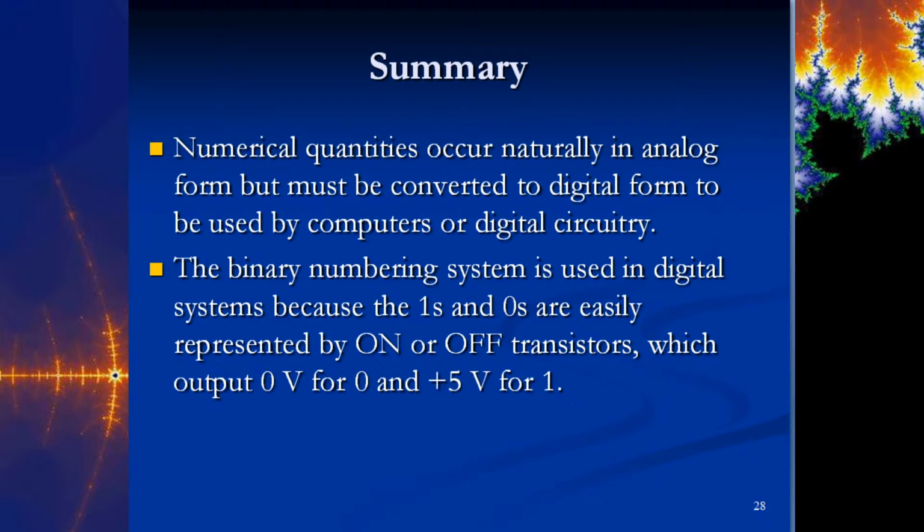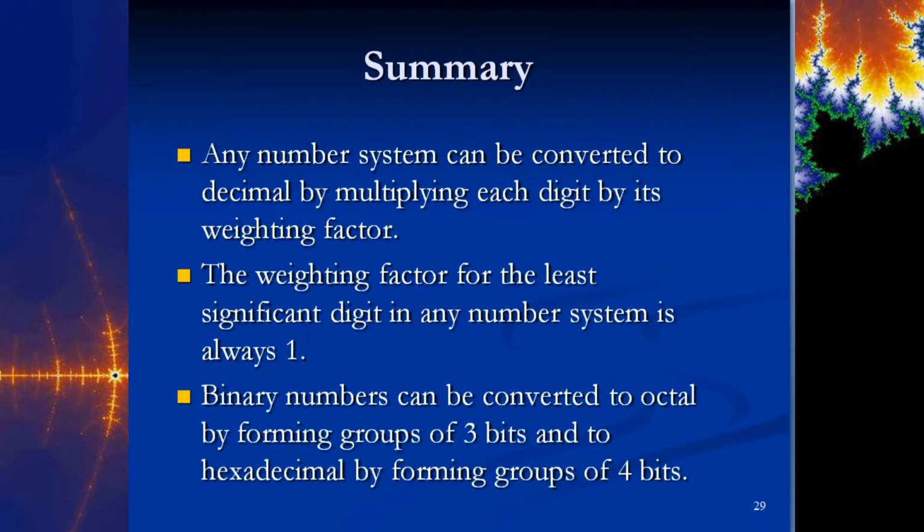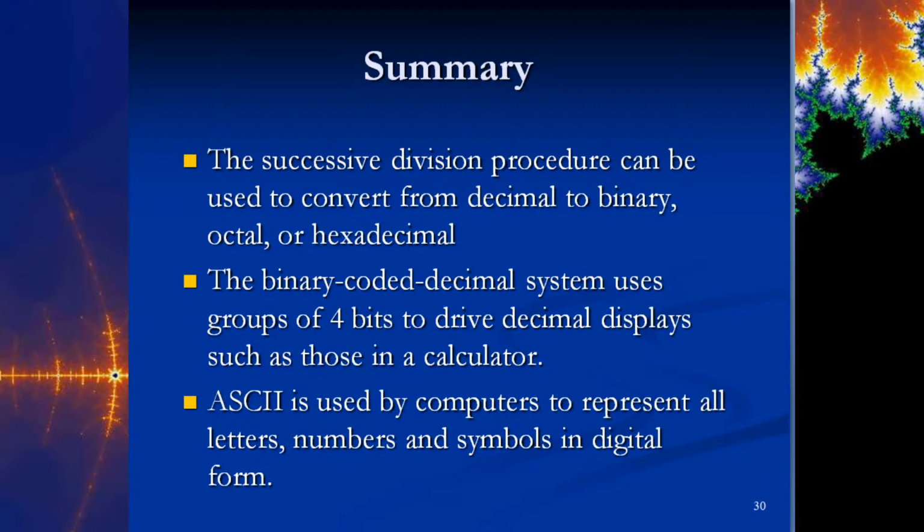Okay? Any number system can be converted to decimal by multiplying each digit by its weighting factor. So we learned how to go between all of them, right? Binary, hex, octal, and decimal. And now we've learned BCD. So if we need to translate into BCD, you always have to go through decimal first. Okay? And we use successive division to go back the other way in some cases. And so all of that's covered in that very first lecture.